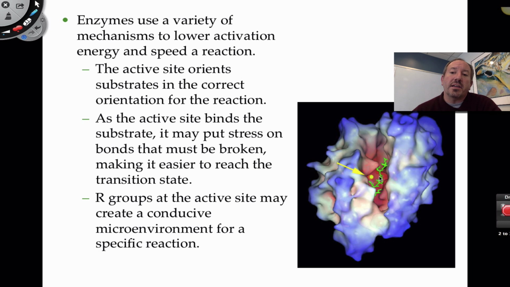And then, frankly, it could just be the environment itself. It's a conducive microenvironment. In other words, they're more ready to collide since they're in a small space. And also, perhaps just the nature of those amino acids and the substrate can create sort of a negative environment or a slightly acidic environment, which will then cause the chemical reaction to occur more readily. So that's pretty cool.